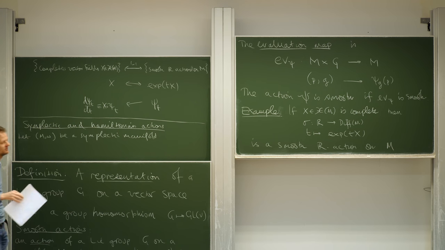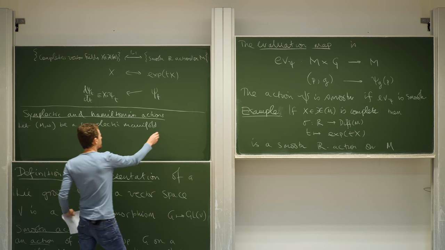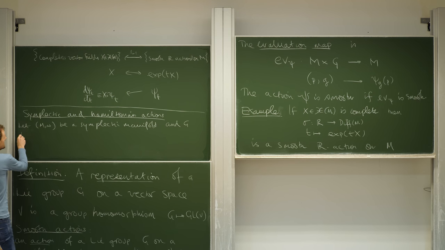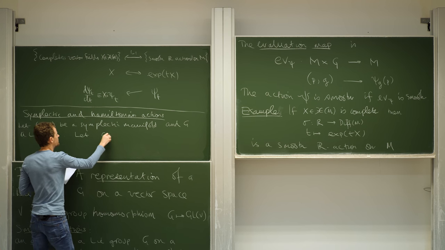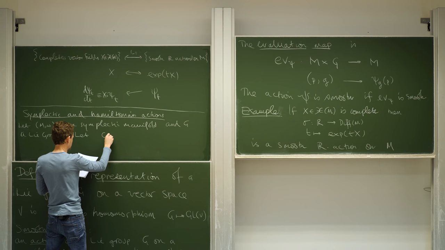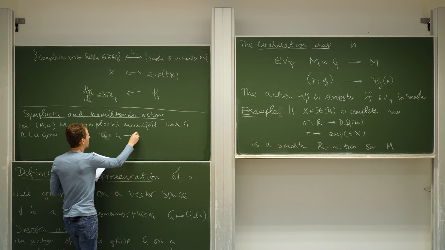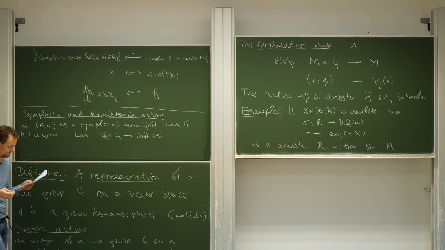So let (M, omega) be a symplectic manifold. You can take as your favorite example phase space. And now we take a Lie group, and suppose we have a smooth action of our Lie group on the manifold M.